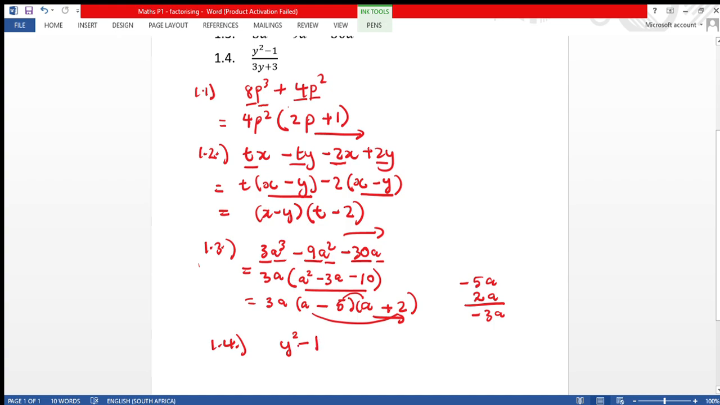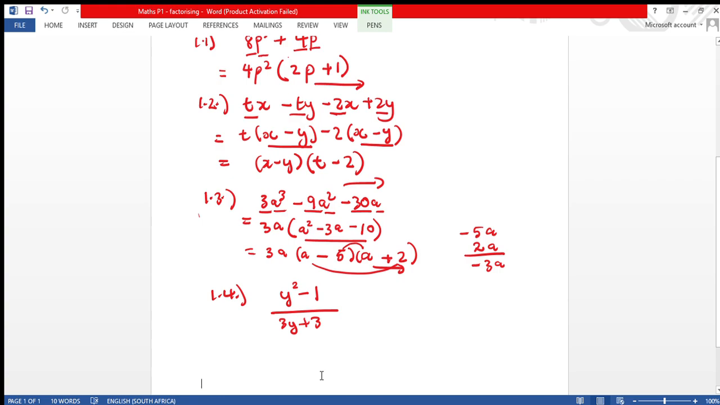y squared minus 1 divided by 3y plus 3. So let's factorize this. So when you factorize, you can just factorize the numerator first.